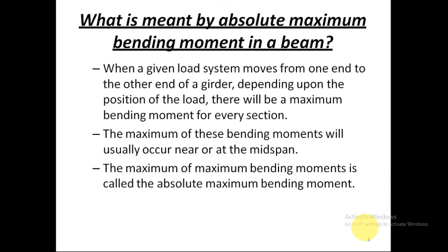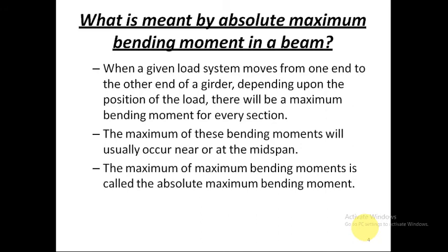First of all, in this chapter, we will be dealing with something that is called the absolute maximum bending moment in a beam. Where will the absolute maximum bending moment exist, and how to determine it? For that, these are the certain conditions. When a given load system moves from one end to the other end of the girder, depending upon the position of the load, there will be a maximum bending moment for every section.